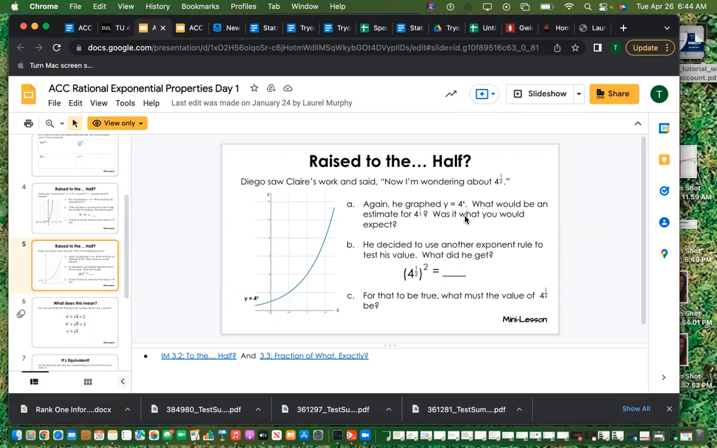Diego saw Claire's work and said, now I'm wondering what 4 to the 1/2 is. Again, he graphed. What do you think the expected value would be? Well, I already told you it's the same thing as taking the square root, so that would be 2. He decided to use another exponent rule to test his value.